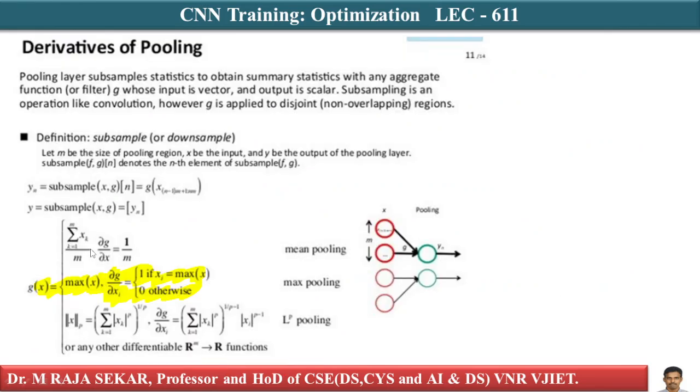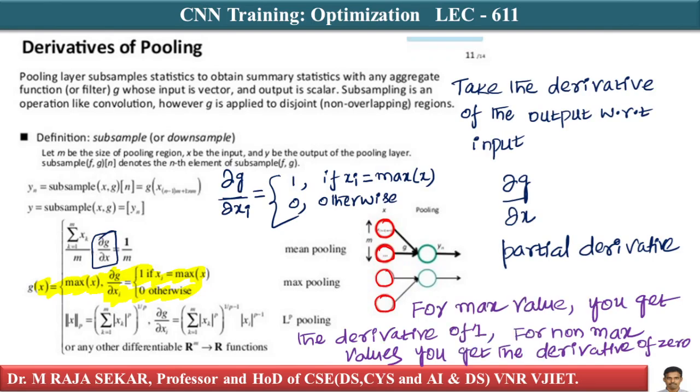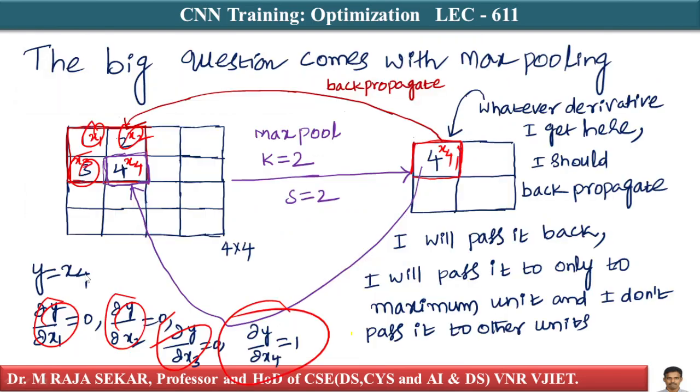For the max value you give a derivative of 1, isn't it? For the non-max values you give a derivative of 0, isn't it? Why? Because if ∂z/∂x_i, g is the output, x is the input, ∂g/∂x_i is equal to 1 if x_i is the max, meaning the input and output are the same. Therefore you get 1, otherwise 0. Just like this case, I request all of you to try to understand this one.